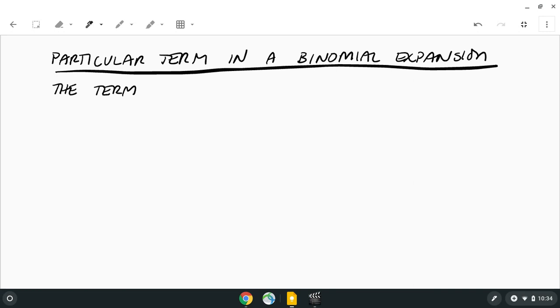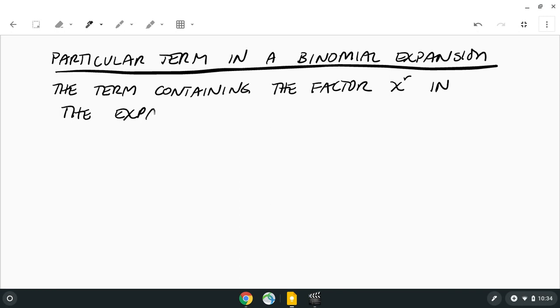containing the factor, make sure you copy this correctly, x to the r. This is an r, not an n. X to the r in the expansion of x plus y to the, this one is an n. So you're raising this binomial to the nth power, and you're trying to find the term that contains x to the r. Okay, so clearly r is going to be less than n.